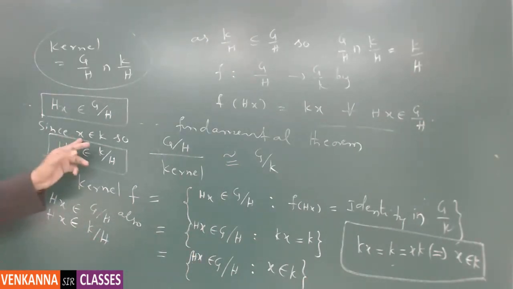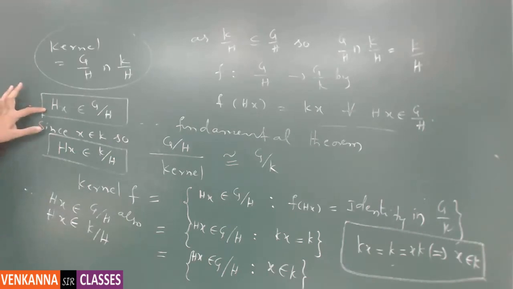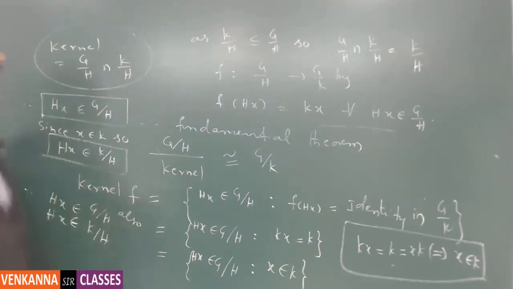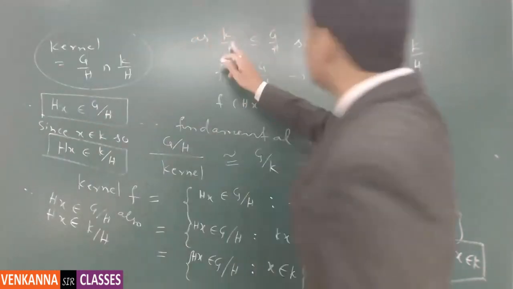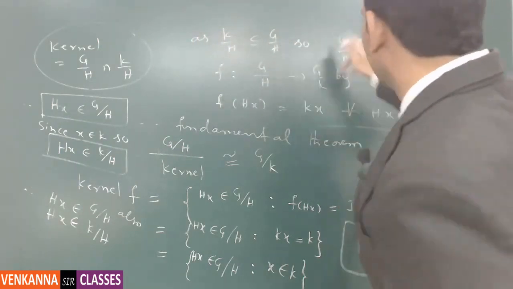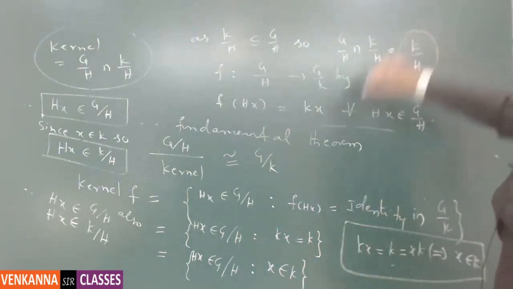So from this step you have taken like this. Since x is an element in K, Hx is an element in K by H. Therefore, Hx is commonly belonging to both the sets G by H as well as K by H. Kernel is nothing but the intersection of these two. As you know, K by H is a subset of G by H, so the intersection is nothing but the small part, K by H.